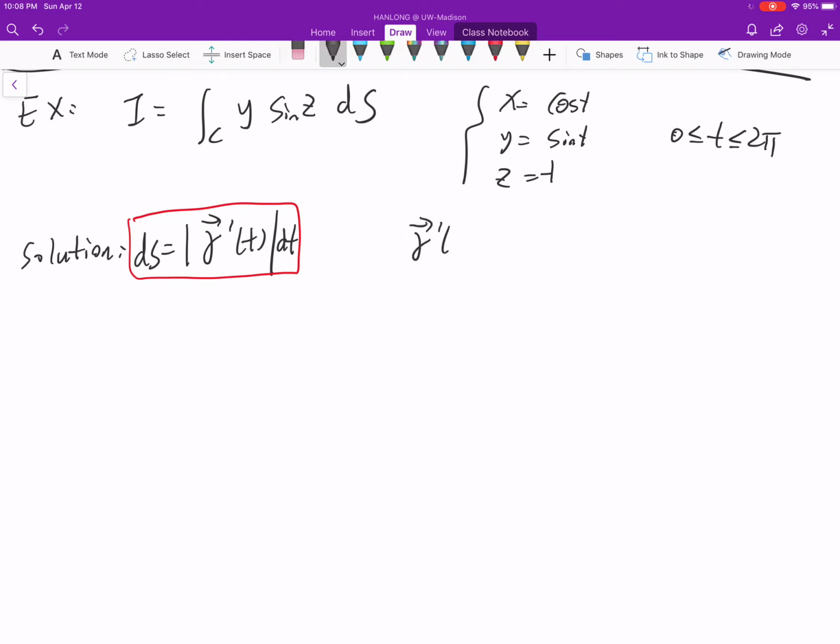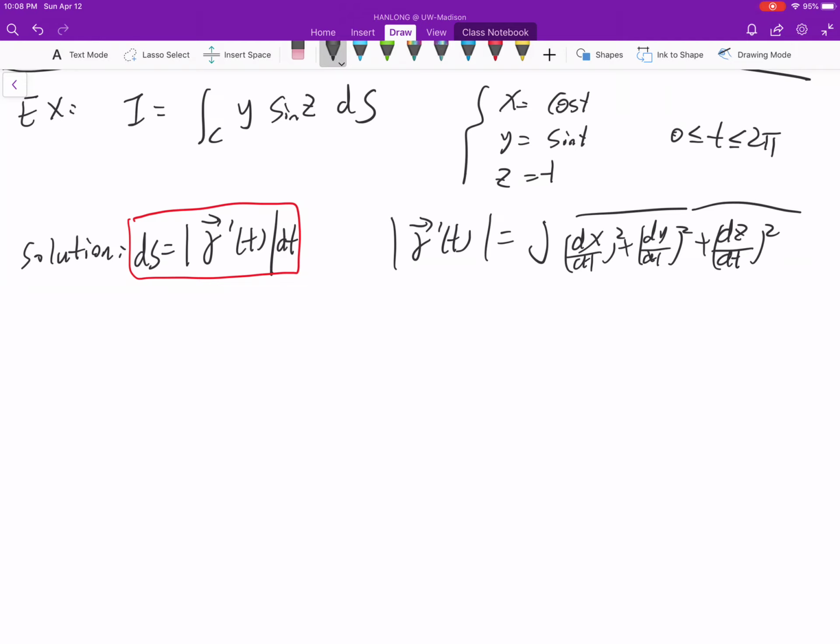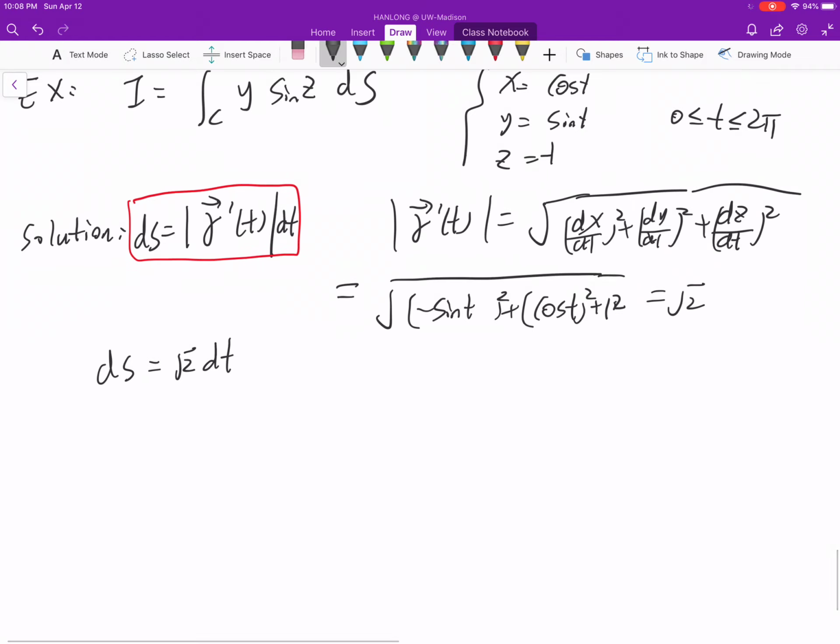So gamma prime of t, by definition, we know before, is the square root of (dx/dt) squared plus (dy/dt) squared plus (dz/dt) squared. So you have the square root of negative sine t squared plus cosine t squared plus 1 squared, which is square root 2. And therefore ds is square root 2 dt. And then you plug in. So I should be the integration from 0 to 2 pi of square root 2 dt, that's ds, and y is sine t. So this is t, and the z is also sine t.